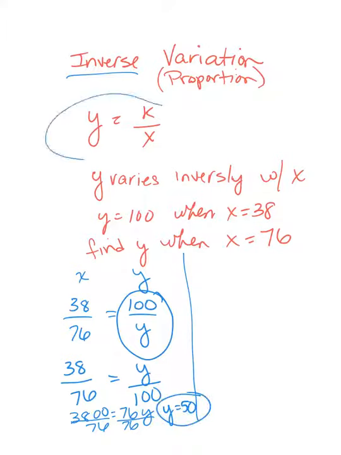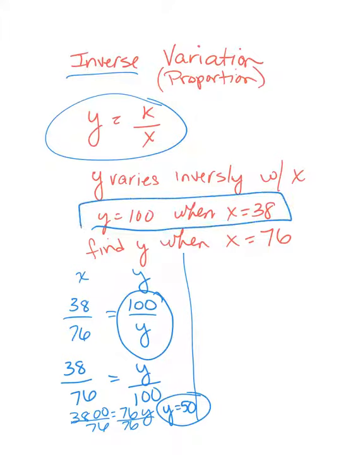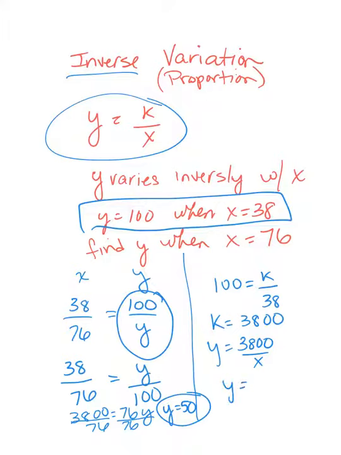The other way is to use this. To find the K, you use the complete set of information, which is right there, right? So you have 100 equals K over 38. So K is 3,800. And now we say Y equals 3,800 over X, right? So Y equals 3,800 over 76. Y equals 50.